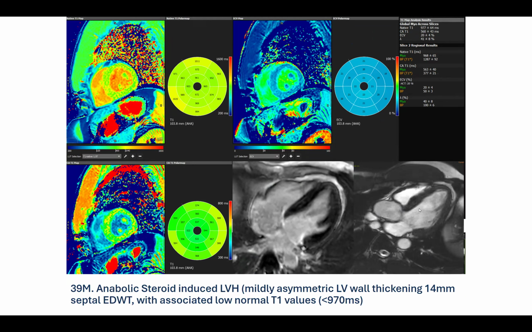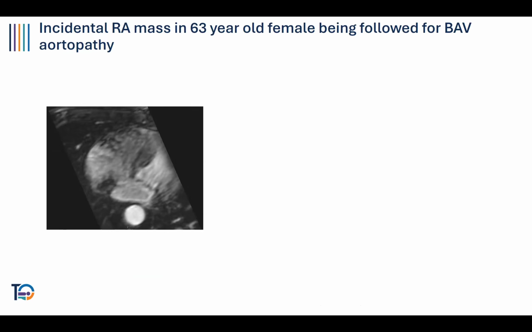Here's a 39-year-old patient, anabolic steroid user who's developed anabolic steroid-induced LVH, which is mildly asymmetric with a 14 millimeter interventricular septum at end diastole and associated low normal T1 values. You can see that throughout the LV, the T1 values are less than 970. Our lower limits are 942 at our site on our 1.5T scanners. ECV is normal, late GAD is normal, and so this is related to steroid-induced LVH.